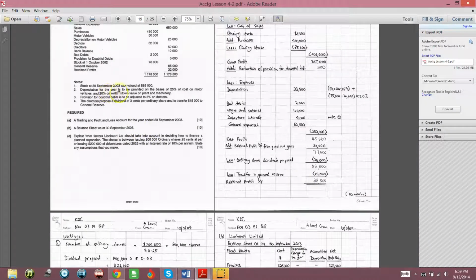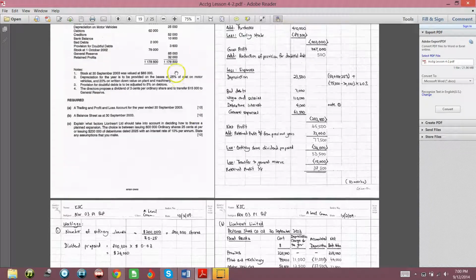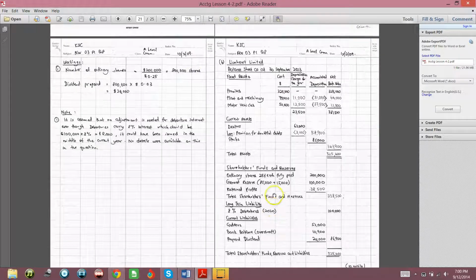Okay, then here depreciation for the year is provided 25% based on cost of motor vehicle, 20% on written down value of plant and machinery. Provision for doubtful debt 5%. Director proposed 3 cents per ordinary share and transfer 15,000 to general reserves. So ordinary shares, I put here ordinary shares. Okay, get your question paper with you.